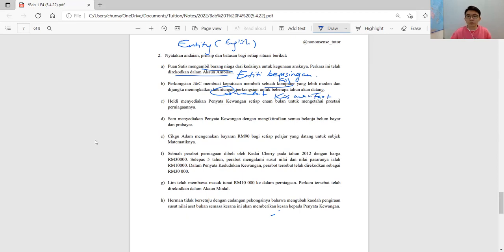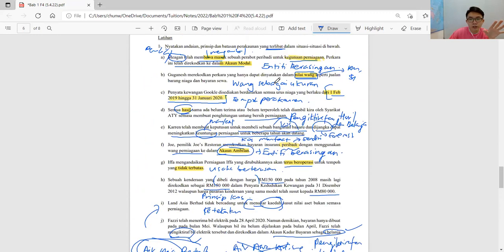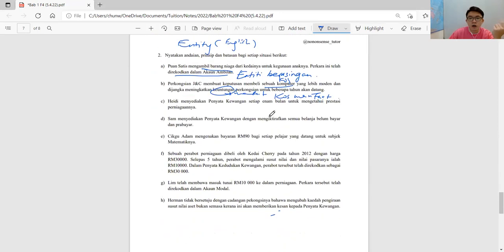Is it very straightforward? So when you catch the pattern, you see the pattern, it's almost the same. Look at, where was it? The cost manfaat. Yeah, question E. You see, they beli something and then they jangkakan meningkatkan keuntungan. There is your cost manfaat. So it's almost the same thing. Now we go to C.